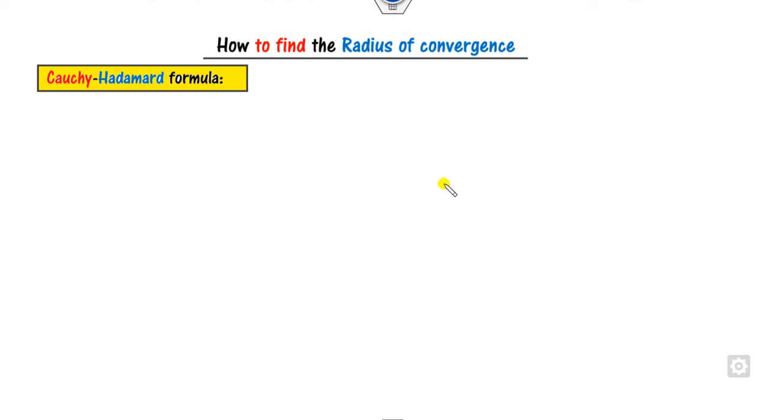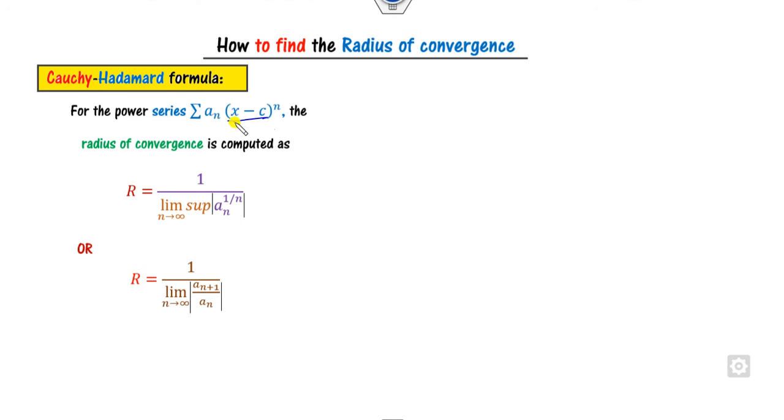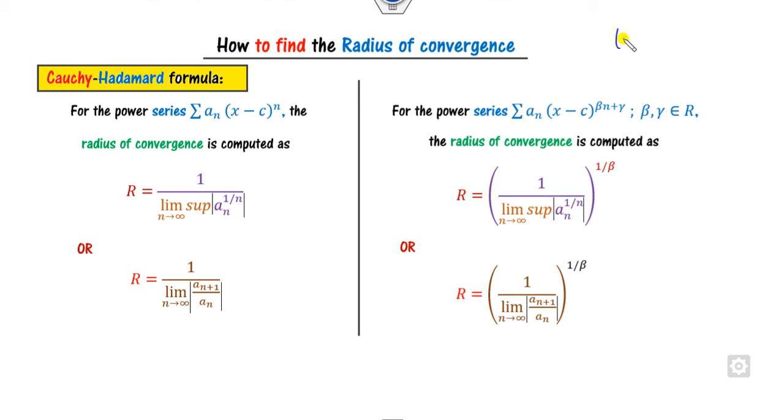How can you find the radius of convergence? We will use the Cauchy-Hadamard formula. That's very simple. If you have the power series of this form, then you can find it by using either of the formulas. You can see this formula is the root form, and this is nothing but the ratio form. Remember, it is n. If instead of this n, your power series has 2n plus 1, or 2n plus 4, and so on, that is of the form beta n plus gamma, then the radius of convergence is nothing but 1 divided by the coefficient of n.